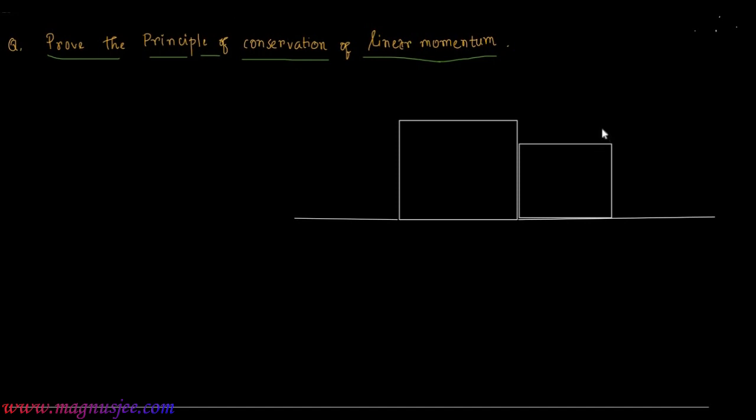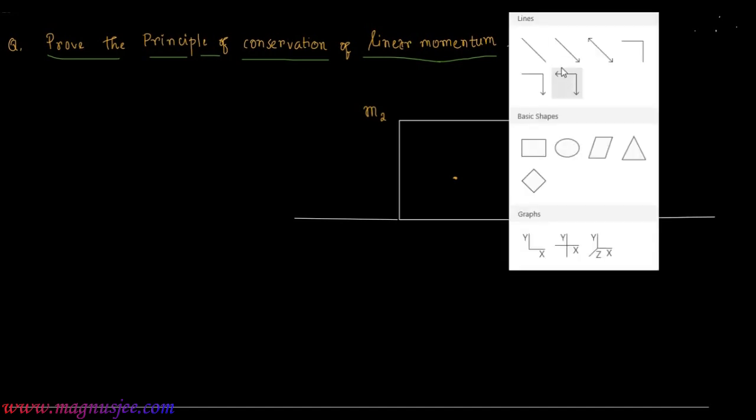In the diagram, we have two bodies which are in contact, and the two bodies have the masses m1 and m2. We can denote the center of gravity of the two bodies.